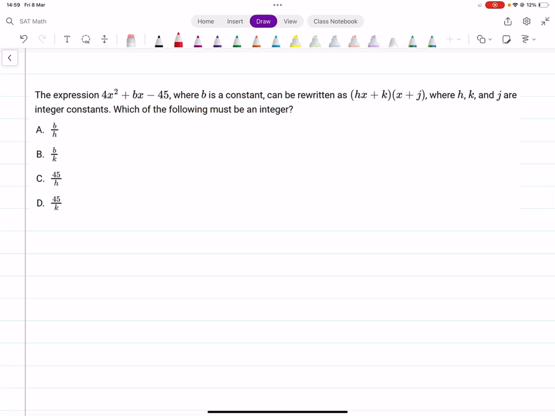Now we have this expression 4x squared plus bx minus 45, where b is a constant. It says this expression can be written as (hx plus k) times (x plus j), where h, k and j are integer constants. Which of the following must be an integer? Okay, so we have this expression given, and we are given that this can be rewritten like this.